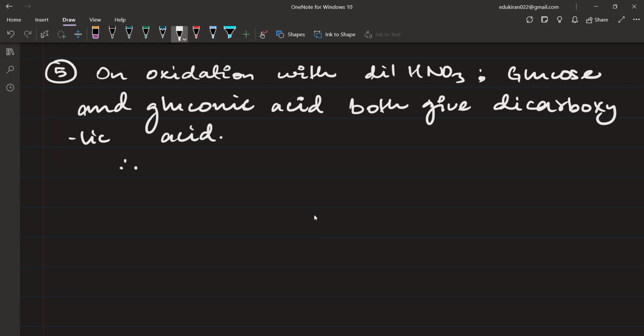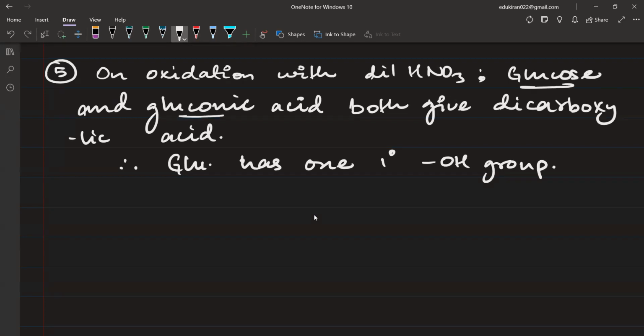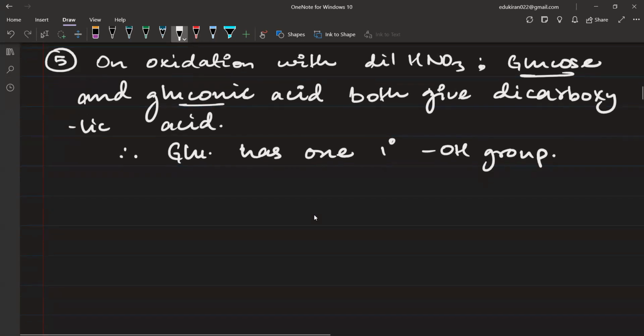Therefore, aldehyde group तो हमने देख लिया था. अब हम क्या बोल सकते हैं? Therefore, you can say that glucose has 1 degree alcohol. 1 degree OH group लिख देते हैं. ठीक है. तो both glucose and gluconic acid. So the reaction of both are important.